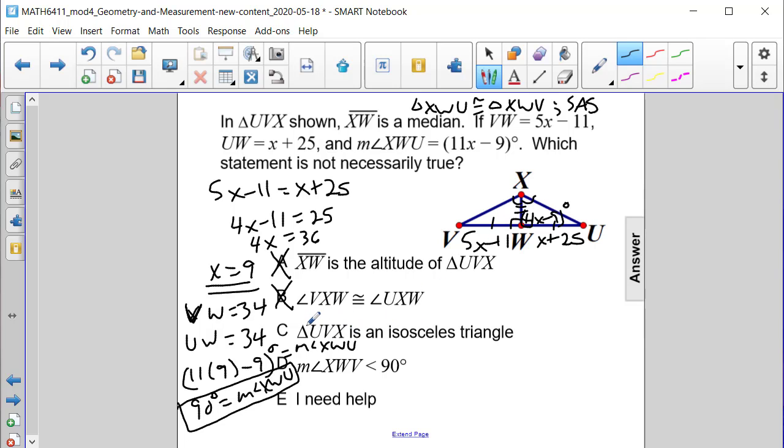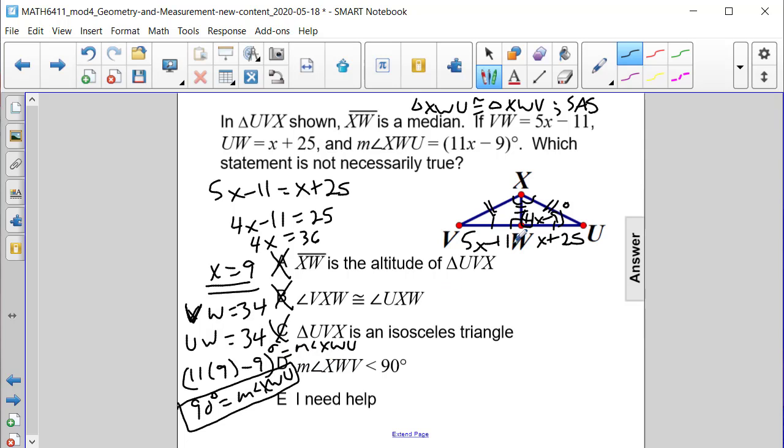Similarly, UVX is an isosceles triangle. The legs of our triangle UVX will end up being congruent, again, because corresponding parts of congruent triangles are congruent. And we have two legs of a triangle that are congruent, which makes the triangle isosceles.